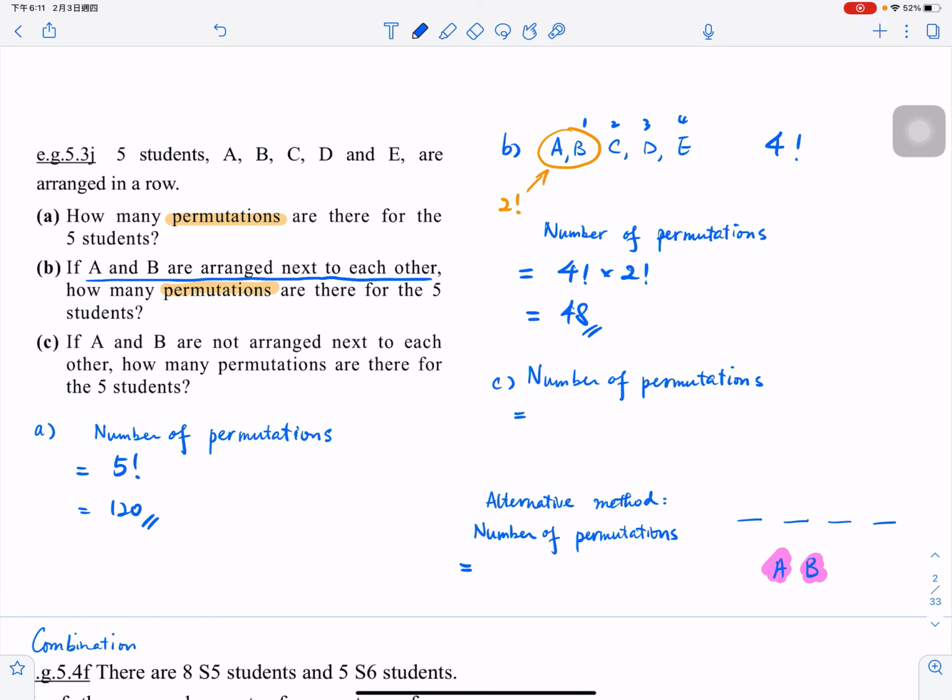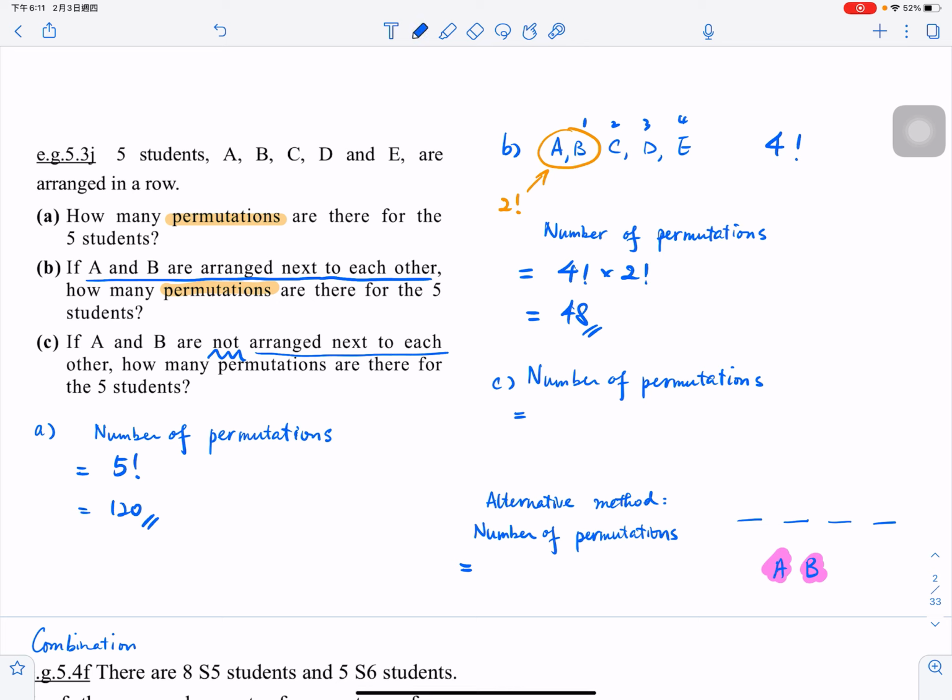Okay, how about part C? Now here A, B, this time not arranged next to each other. Then how to do it? You see that just now part A was all permutations of these 5 students. So this is the total number of permutation. And part B, A, B sit next to each other. So this is the number of permutation that A, B are arranged next to each other.